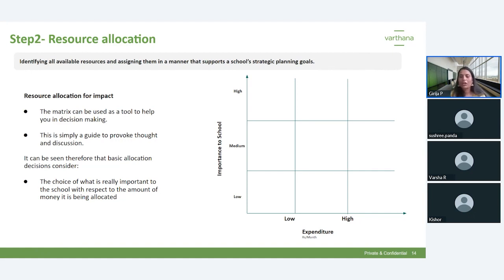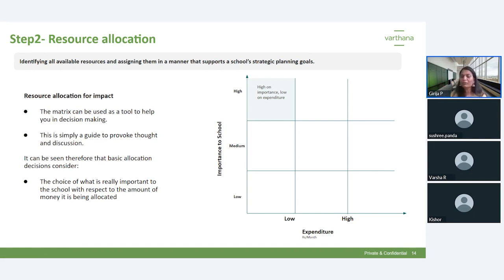So here you can see, first is the blue box: things that are high in importance but low on expenditure. For example, the insurance of the schools is high in importance because we need to insure the schools and the buildings, but its expenditure is very low. So these kinds of things will come here.